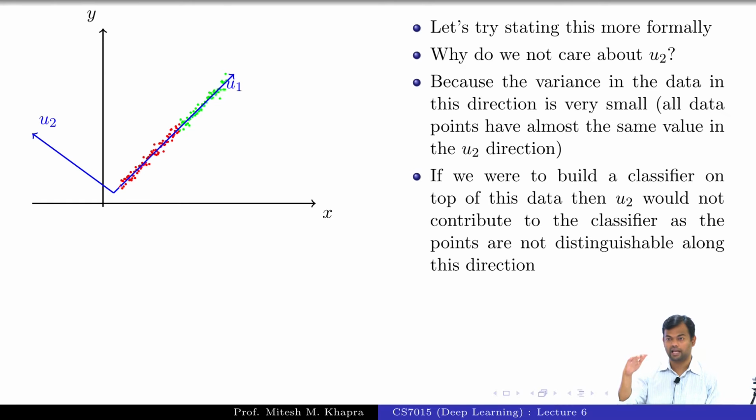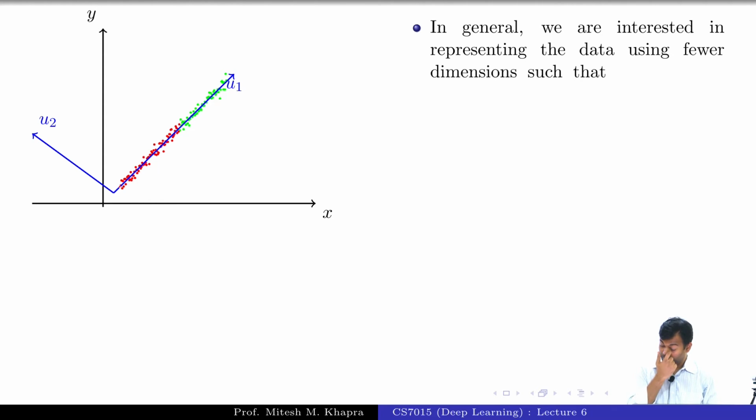And that's exactly what is happening along the u2 direction. The points are almost indistinguishable there. That's why it doesn't matter. So in general, given any data, now this was a simple case where the data was R2. I'm talking about the general case where the data is Rn, and you will find this situation in higher dimensions also.